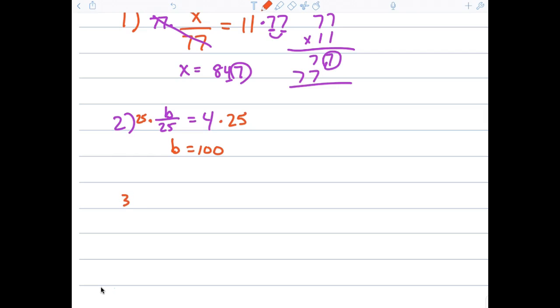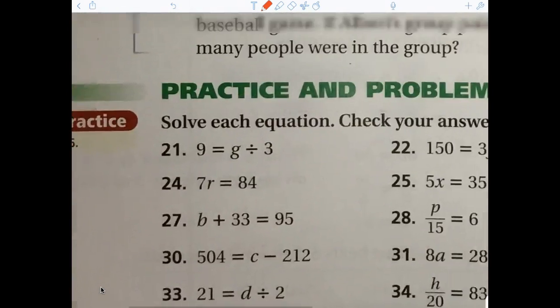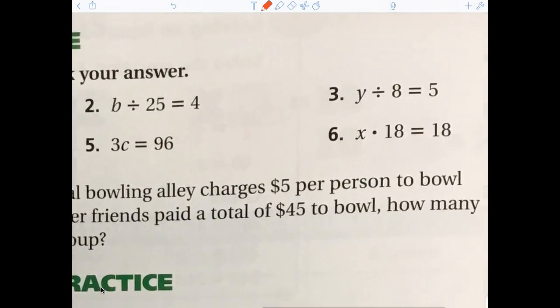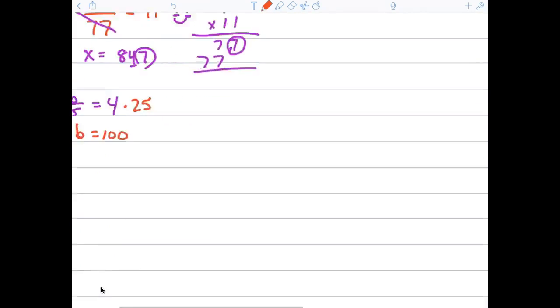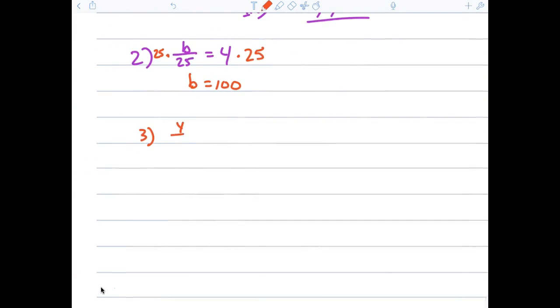Now I'm skipping a line. All right, I'm going to read back to number 3 now. Number 3 says y over 8 equals 5. Y divided by 8 equals 5. Is everybody happy with that explanation? How do I undo division again? Multiply by 8. Multiply by 8. What's 5 times 8? 40. 40. Wow.